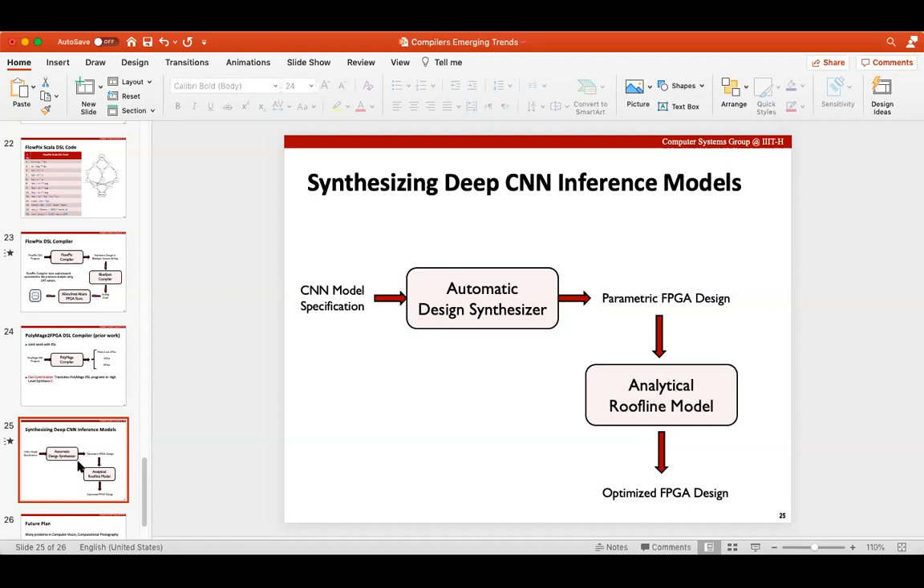So how do we translate these CNN models, these ML models, onto these target architectures so that they are used well is the third area of research. With this, I conclude today's lecture.